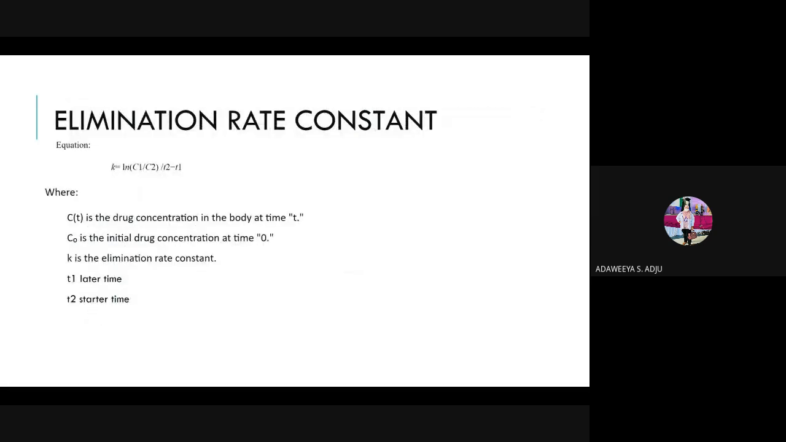Next, please. And lastly, for the elimination rate constant, this is the equation we have. C represents the drug concentration in the body at the time, and the initial drug concentration at the time, and K represents the elimination rate constant, T1 represents the later time, and T2 is the starter time.